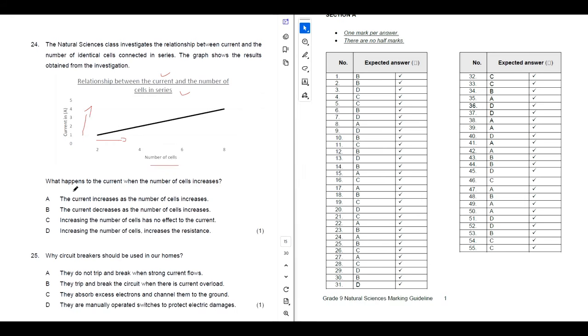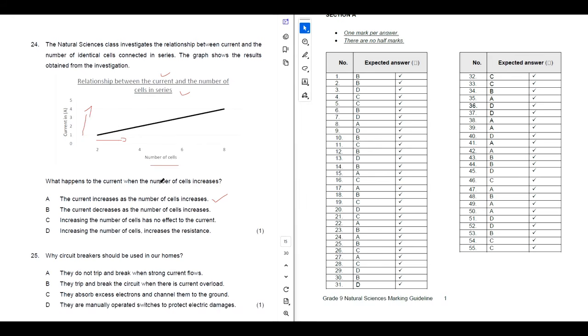Now the question says: what happens to the current when the number of cells increases? Remember, we have already described our relationship, right? So we can see that the current increases as the number of cells increases. So there's a positive relationship. They increase together. Okay.